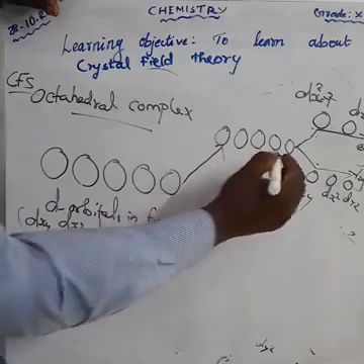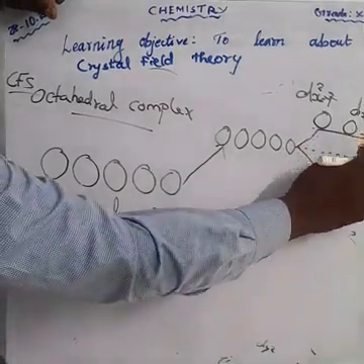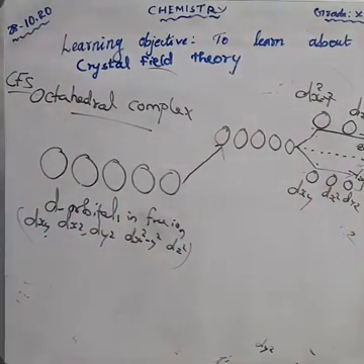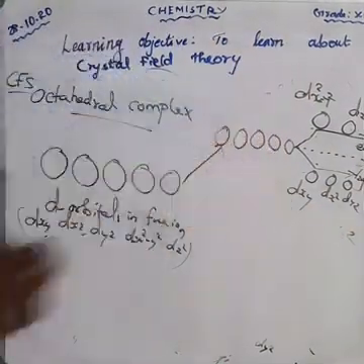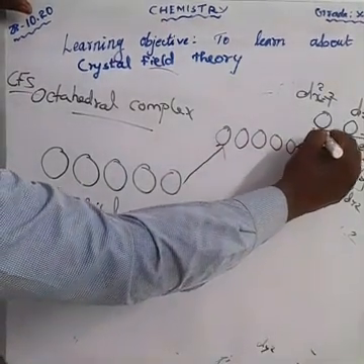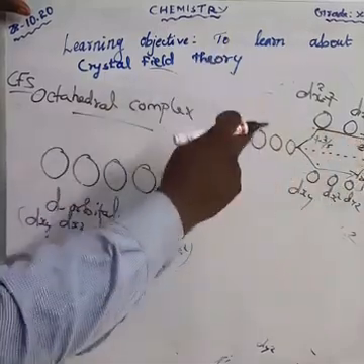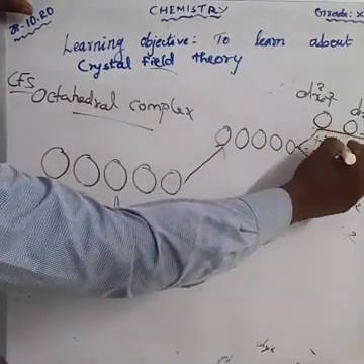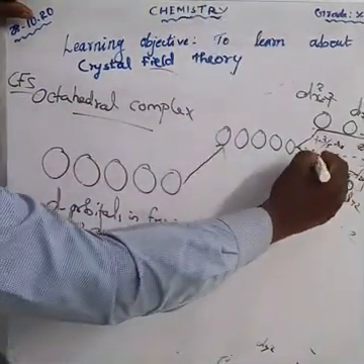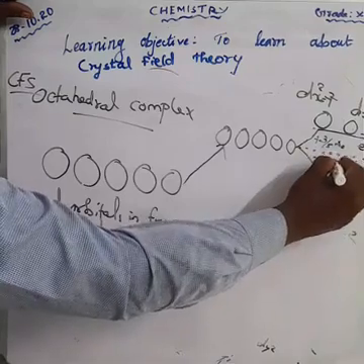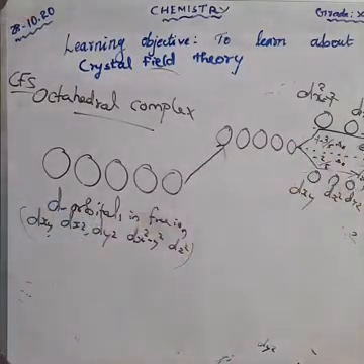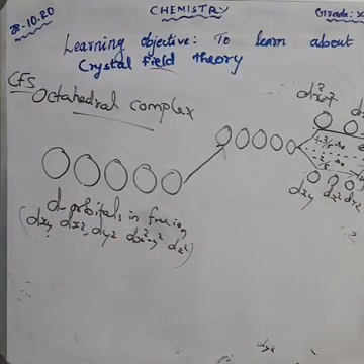Anyhow, this value is called delta naught. Here the energy is increasing, and here the energy is decreasing. Increasing means we are giving plus 3 by 5 delta naught. Decreasing means we are giving minus 2 by 5 delta naught. These are the values.